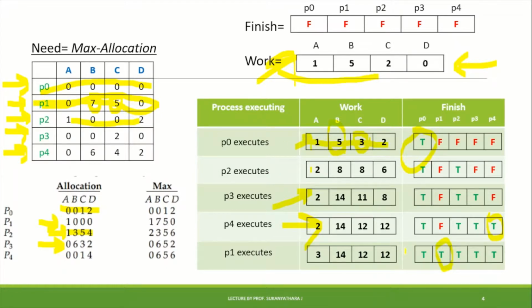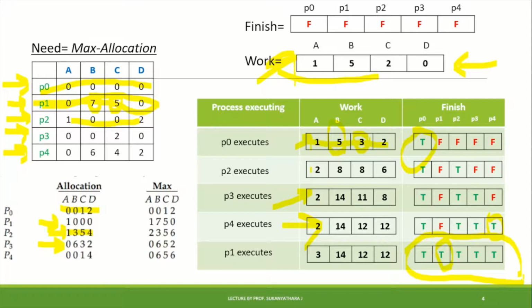Now come to this finish vector. Check whether all the indices have the value true. Yes, all the indices have the value true. What does it mean? Yes, it means that all the processes at that time instant t have completed execution.